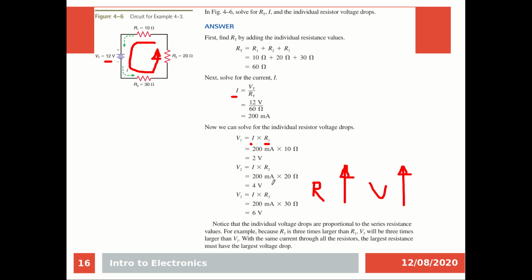So the highest value of resistance in the circuit gets the highest value of voltage. You see that the lowest one gets the lowest portion, or share, of the total voltage. If you sum all of them, 2 plus 4 plus 6, you have to get 12. You have to get the total. If you get something else, then there is something wrong with your calculation. But where does most of the voltage go? It goes to the highest value of resistance in ohms.